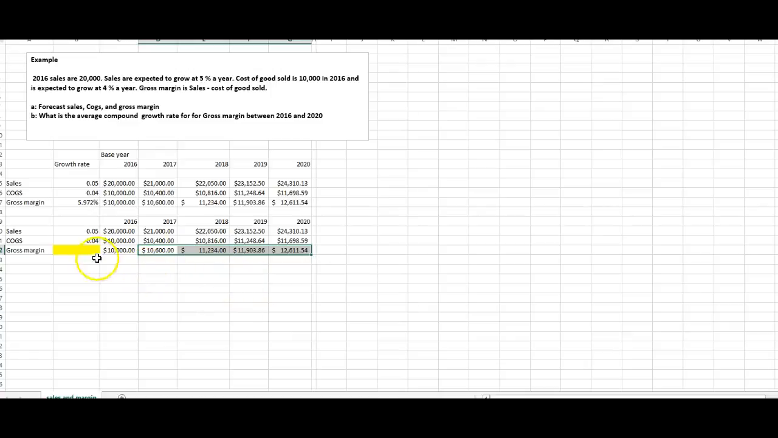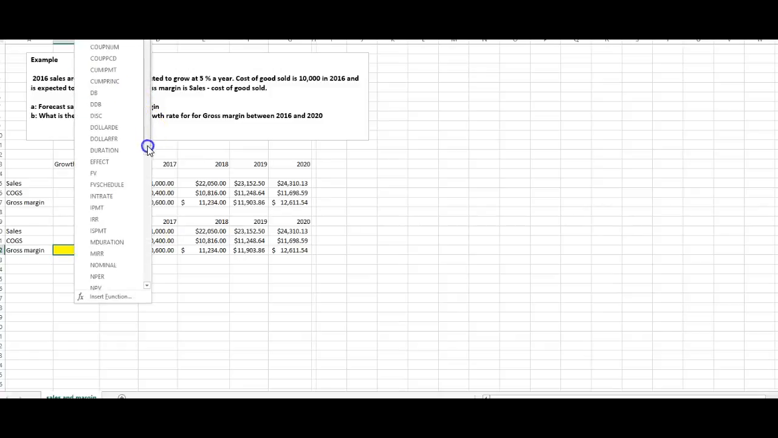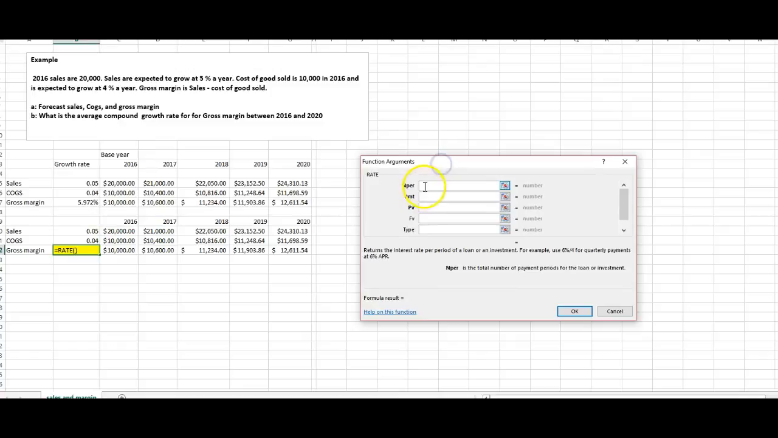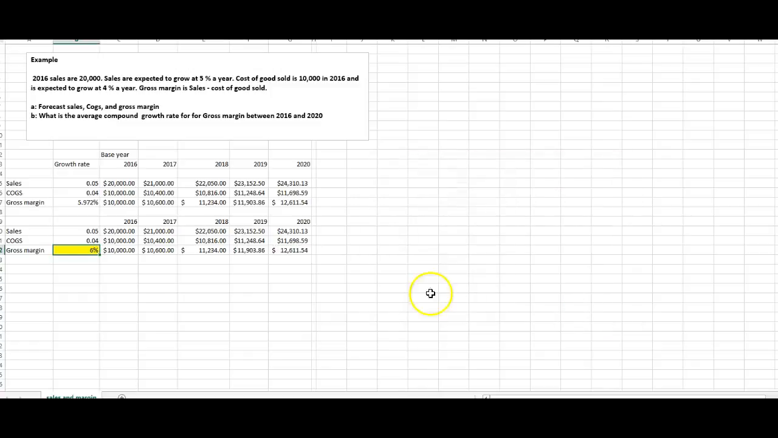To calculate the average compound growth rate, we will go to the formula to calculate the rate. So I will find the formula that has RATE on it, which is this. The box will open up. Now, number of periods, we are going to go from 2016 to 2020, so basically it'll calculate that there are 4 years of compounding, and it's doing it for us over here. Again, no PMT. Present value, we will put a minus sign, as that's how time value of money works. So I'm going to put minus this cell C22, which is the gross margin for 2016, and the future value is going to be the 2020 gross margin, and I'm going to hit return, and I get 6%.